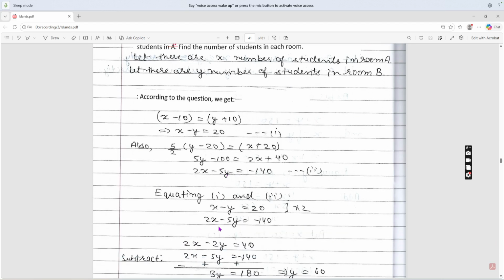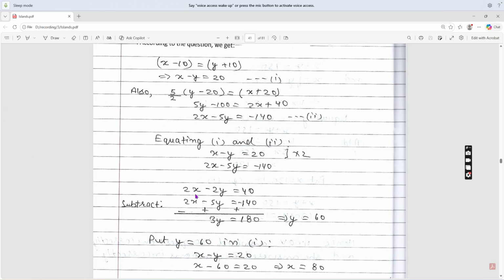Now we are going to equate these two equations. x minus y is equal to 20. 2x minus 5y is equal to minus 140. Now 2 is going to be multiplied by the first equation: 2x minus 2y is equal to 40. And here it is 2x minus 5y is equal to minus 140.